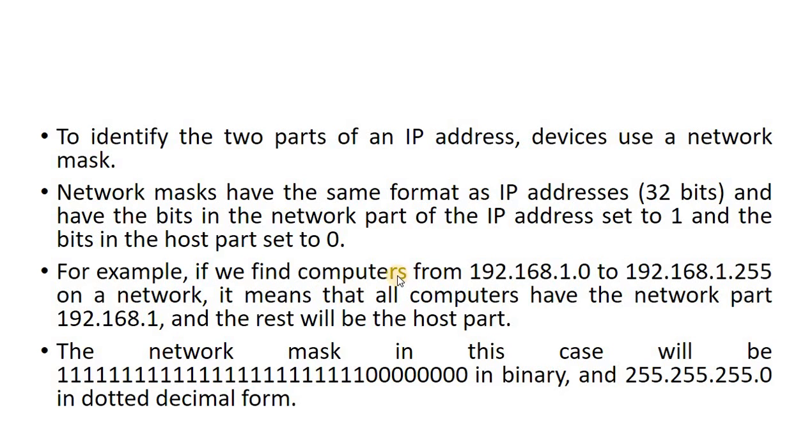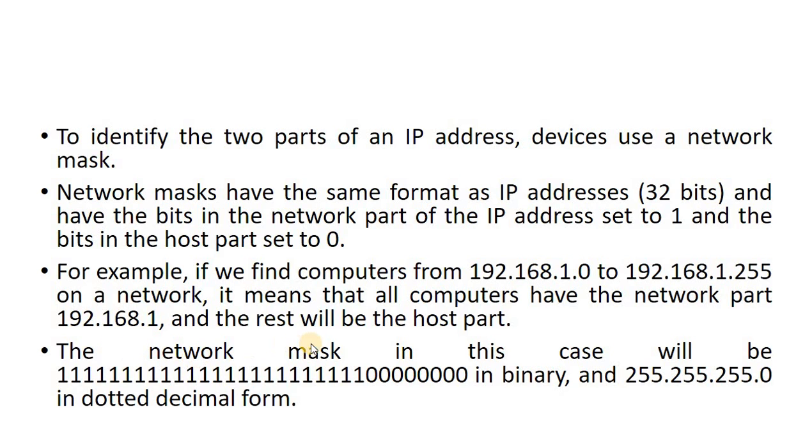For example, if you find computers from 192.168.1.0 to 192.168.1.255 on a network, it means that all computers have the network part 192.168.1, which is common for all computers, and the rest will be the host part. The last octet is the only difference, right? So from 0 to 255, but the rest is common. So the common one, that is what we call the network part.